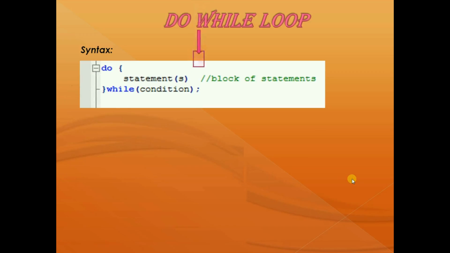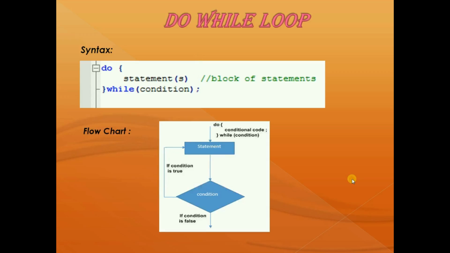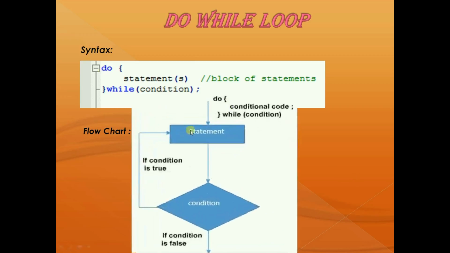Also notice that a semicolon follows the expression. do while is the only loop statement that ends with a semicolon. The semicolon at the end of while is mandatory, otherwise you will get a compile error. So this is the syntax of the do while loop. Now this is the flowchart of a do while loop. In a do while loop, the body is executed once whatever the condition may be, but the condition must be true if you need to execute the body a second time.